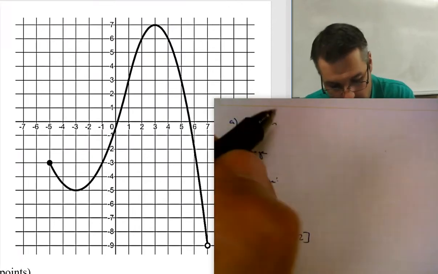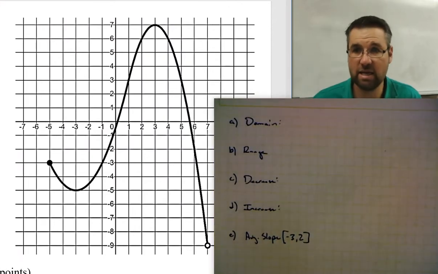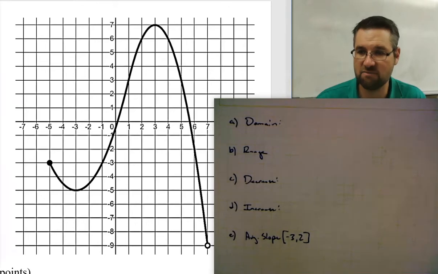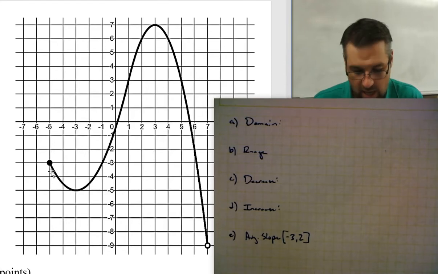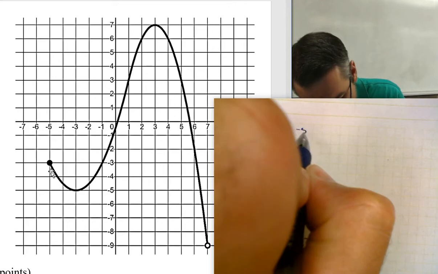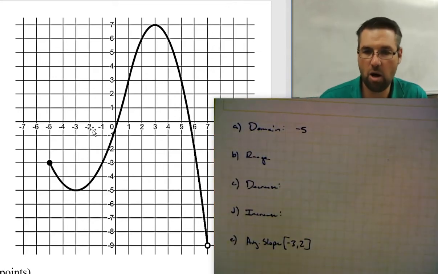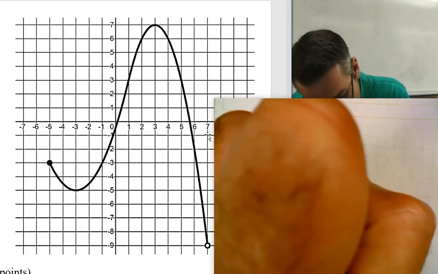Well, remember, domain is the set of x values. So what we want to do is we want to look all the way to the left and see how far this graph goes. And we can see that this graph stops at -5. Okay? And we go all the way to the right and we see that this graph stops at +7.